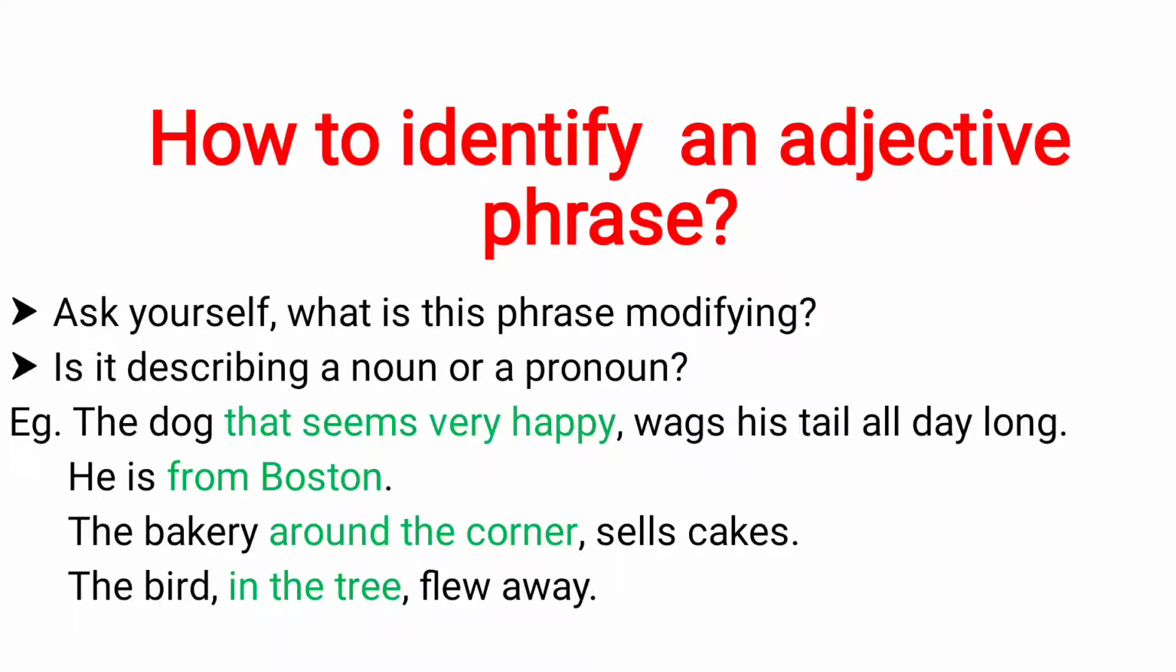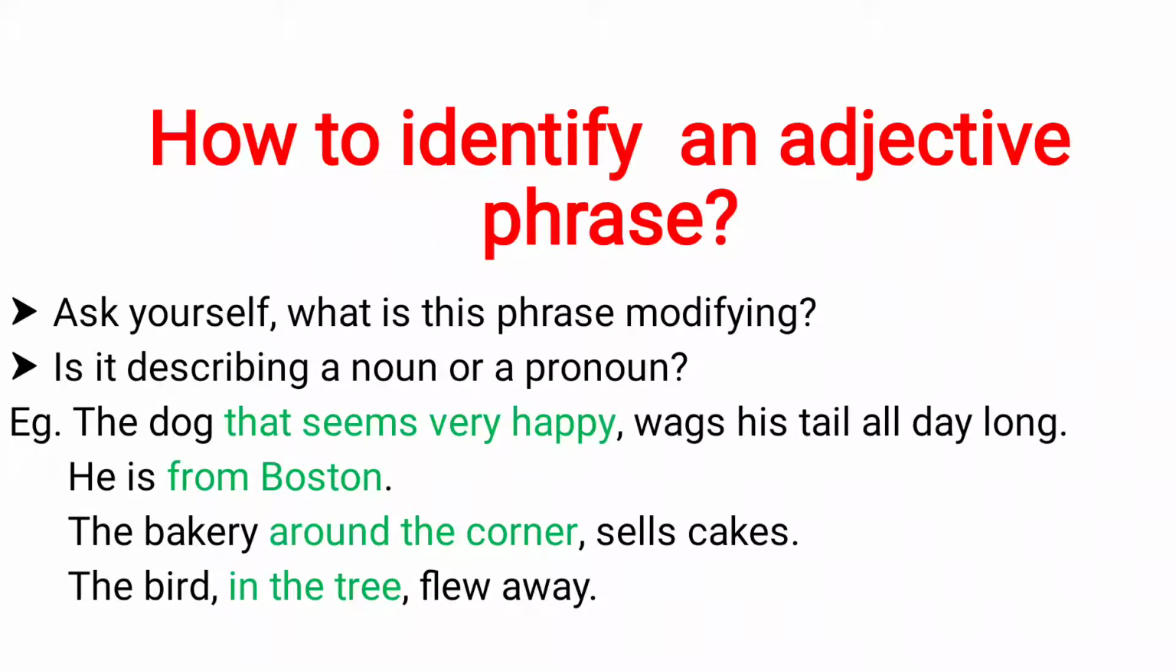The dog that seems very happy wags his tail all day long. Now here, look at this group of words. Now ask yourself, what is this phrase modifying? So here we know the answer. This particular phrase is modifying the dog, or you can simply say our noun dog. Is it describing a noun or a pronoun? Yes, dog is a noun, and that is why this group of words is describing this noun, and that is why we will call it an adjective phrase.